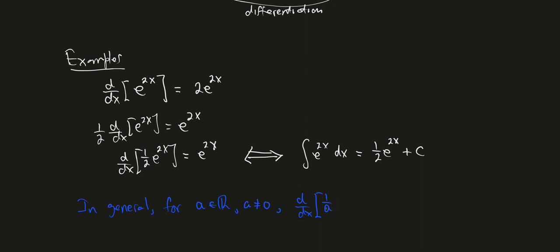So the derivative of 1 over a e to the ax, well, that's going to be e to the ax, which then implies that the antiderivative of e to the ax dx is equal to 1 over a e to the ax plus c. Right? So you can say that this is one of our first rules of anti-differentiation, and this is a rule that we will use quite a bit.